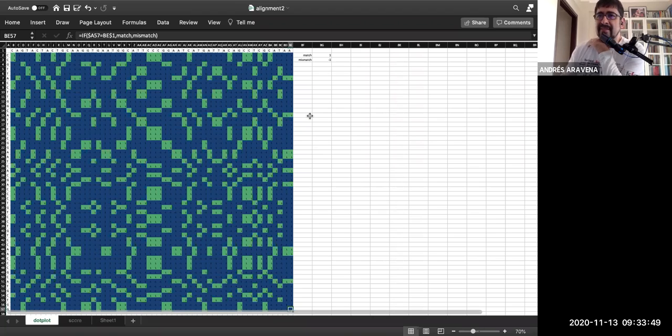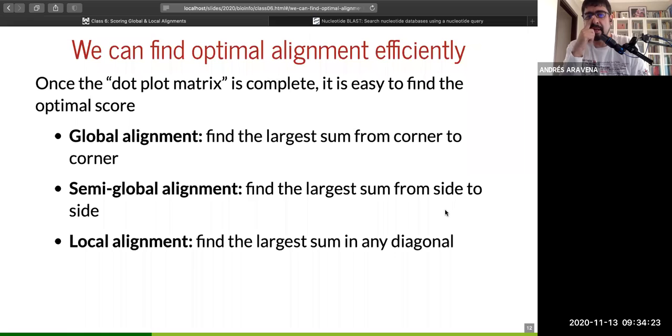Now, the second alternative is semi-global. How do we do semi-global? As we say, in semi-global, we go from... what happened? One second. I changed the screen. Here, in semi-global, we find the largest sum from side to side, in this case, from the top to the bottom side.